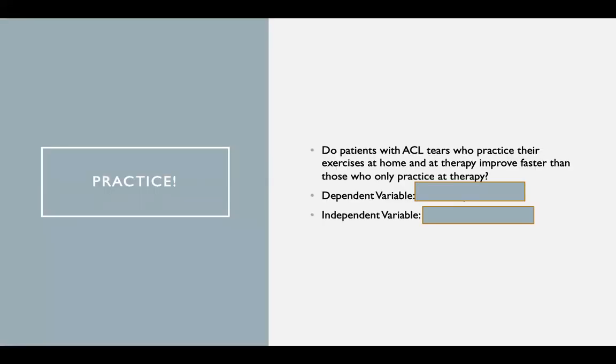Okay, now for some practice. I'm going to read you this question and let you determine what the independent and dependent variables are. So, do patients with ACL tears who practice their exercises at home and at therapy improve faster than those who only practice at therapy? The dependent variable is the one that is not changed or manipulated, and the independent variable is the one which is influenced. So, in this instance, the rate of improvement is the dependent variable, and the amount of exercise done by the patient is the independent variable.